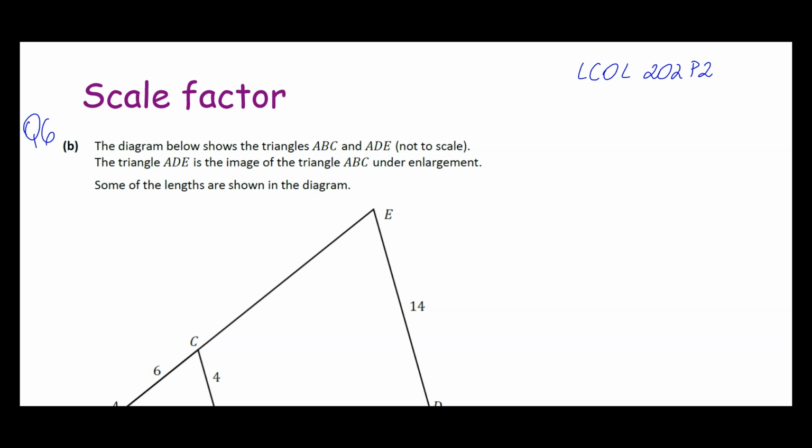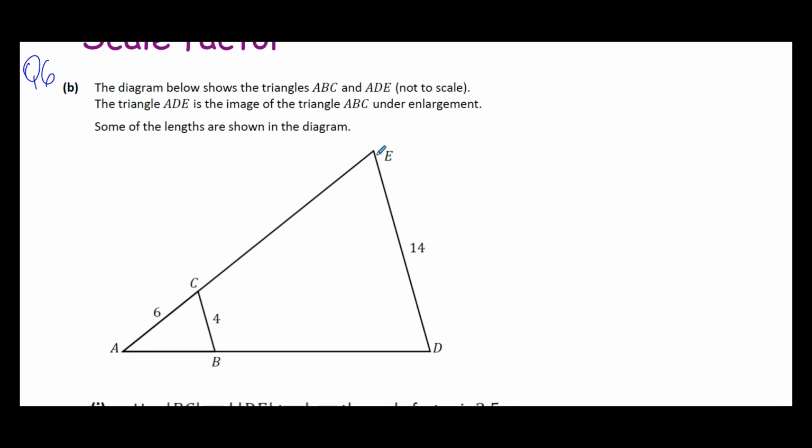Scale factor is one thing that shows up very often on your exam. Let's have a look. The diagram below shows the triangles ABC and ADE, not to scale. So we can see ABC is a small triangle and ADE is a big triangle. The triangle ADE is the image of the triangle ABC under an enlargement.